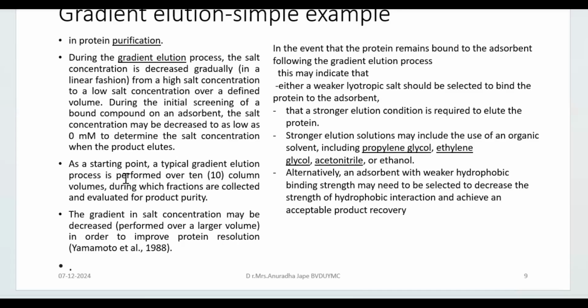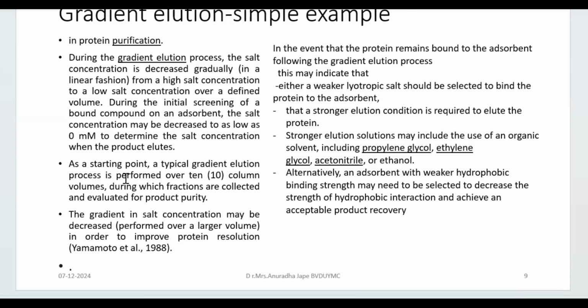In simple words, the salt that you are going to choose should have a strong attractive force for the protein, so that the protein analyte gets dislodged from the matrix and has strong interaction with the mobile phase. So you can choose a weaker lyotropic salt, so that protein's adsorption onto adsorbent can be reduced. Maybe you can go with stronger elution conditions, so faster elution of the protein from the column can be achieved. But what would stronger elution conditions be?